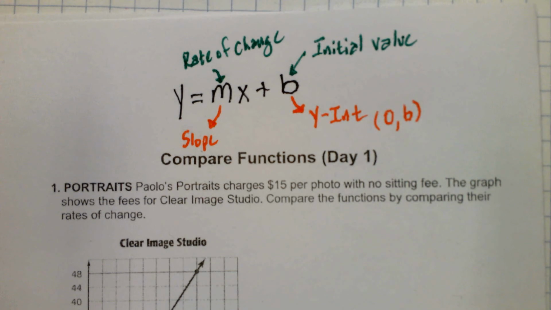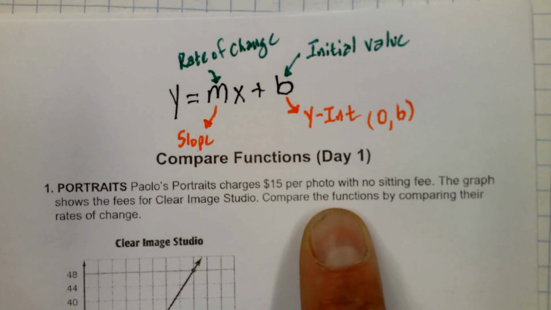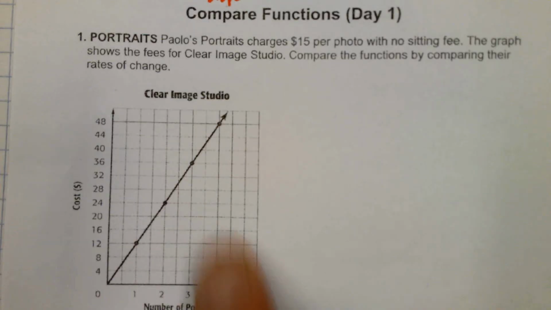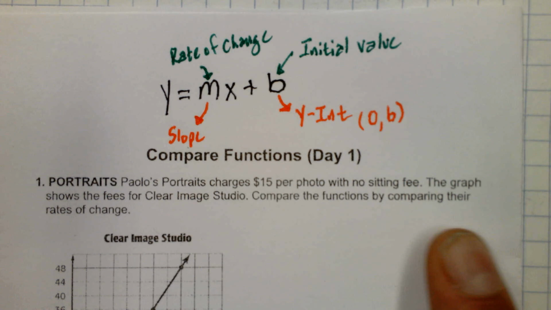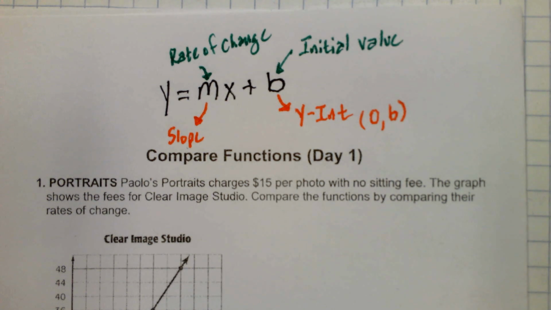Okay, so we're going to compare a couple of functions dealing with situations for taking portrait pictures. So it says portraits. Paolo's Portraits charges $15 per photo with no sitting fee. The graph shows the fees for Clear Image Studio. So we're comparing two situations, one for Paolo's Portraits and one for Clear Image, and they give us this graph. And here's what they want us to do. Compare the functions by comparing their rate of change.